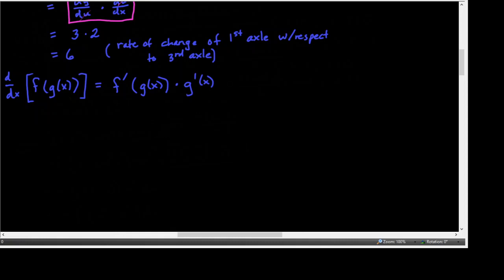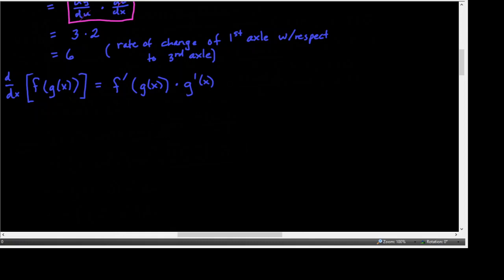So one of the first things we're going to have to do is make sure that you can identify the inside part versus the outside part. Because the outside part, you're going to take the derivative rule for the outside part, evaluate it at the inside part, and then multiply by the derivative of the inside part. Okay, so that's the kind of the process we're going to be going through.